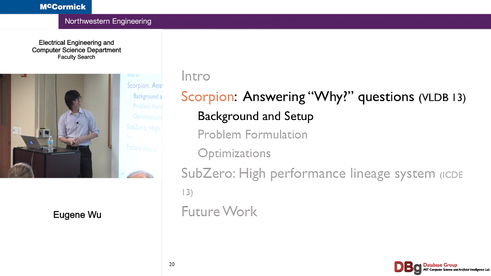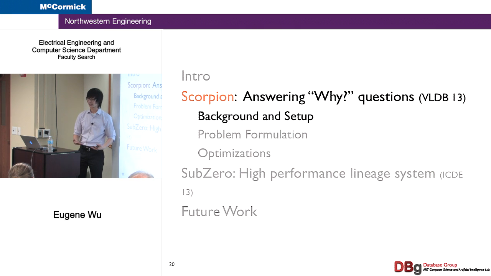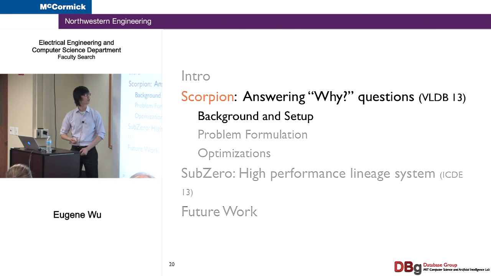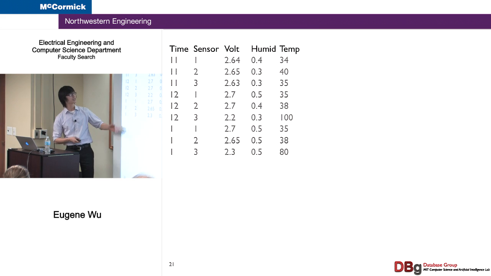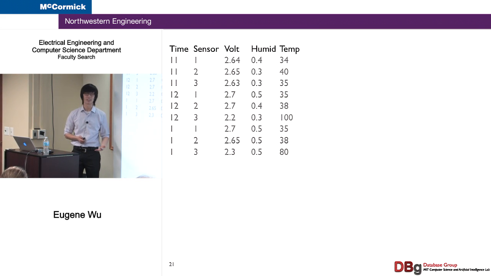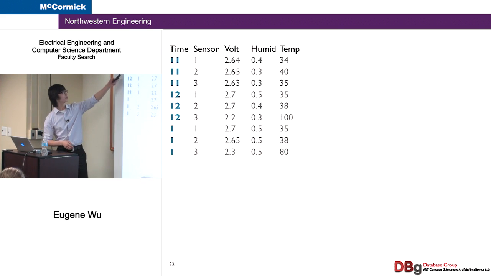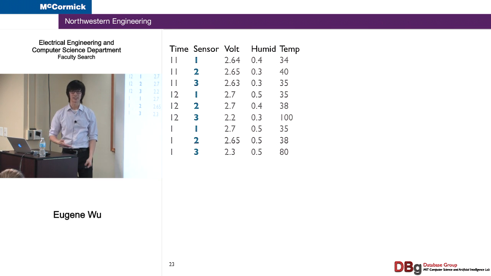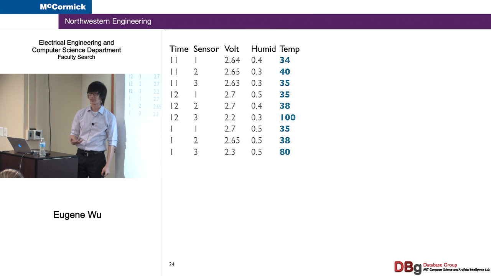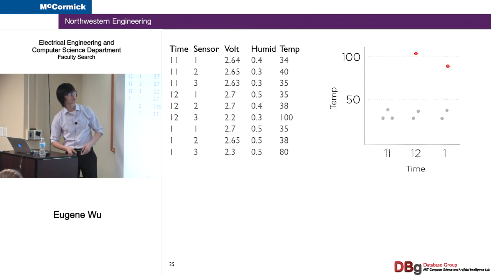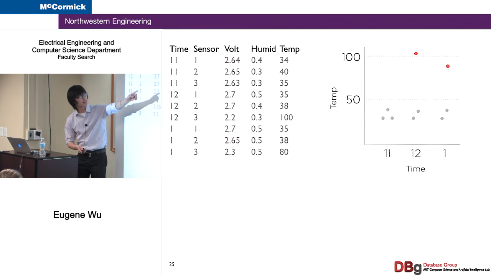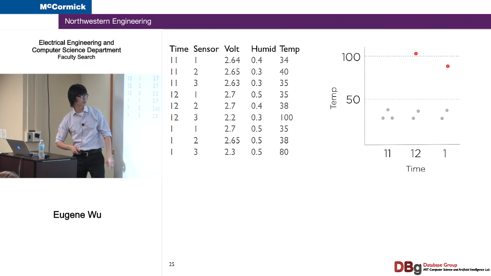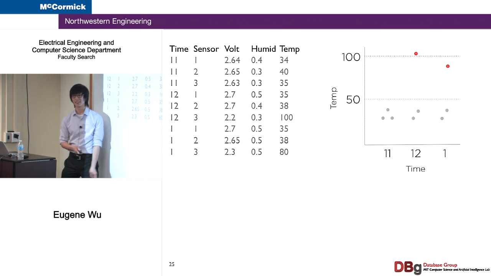So to go into Scorpion, I'd like to first give you some background in terms of what the existing work is and why this problem is difficult. For this, we'll use a simplified version of the sensor data with 5 attributes: the time, 11 o'clock, 12, 1, sensor readings 1, 2, and 3, and they're generating just one temperature reading per hour. Here I'm just plotting temperature versus time, and I've highlighted in red the 2 anomalous readings that are at 180 degrees.